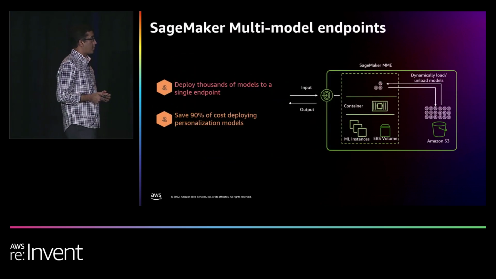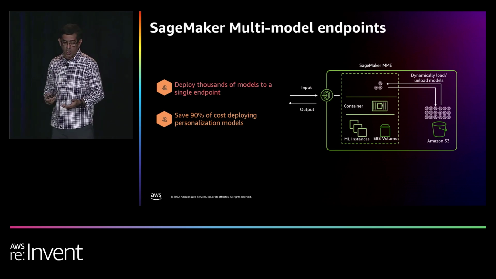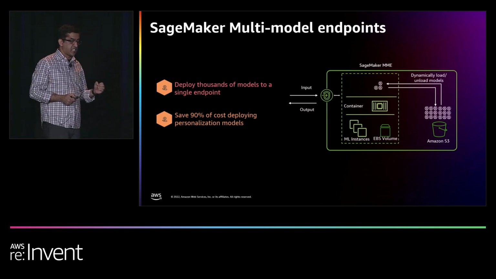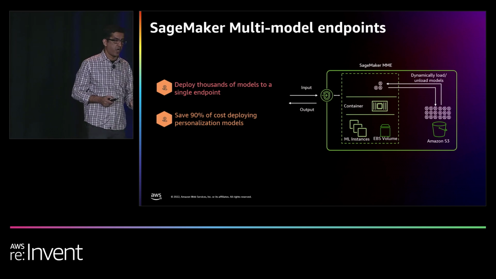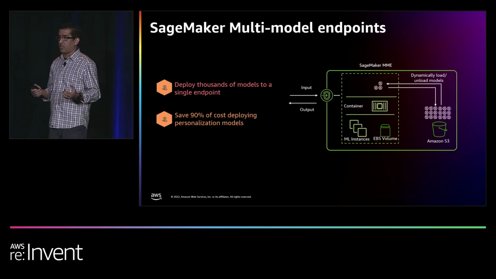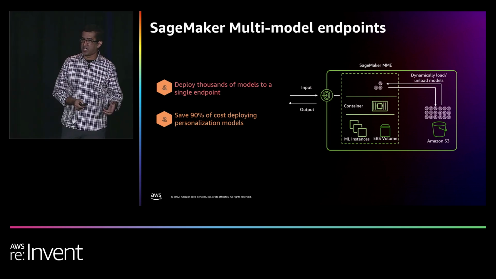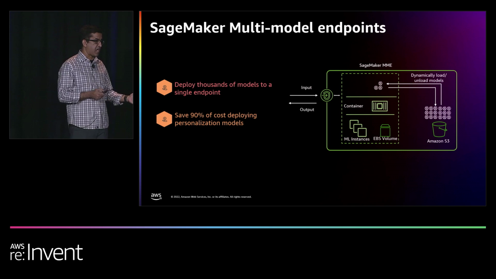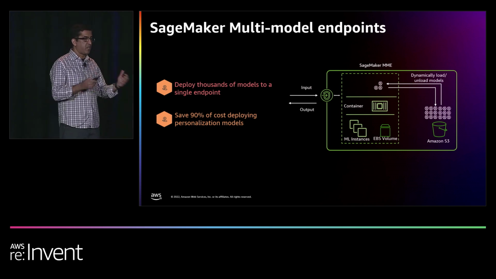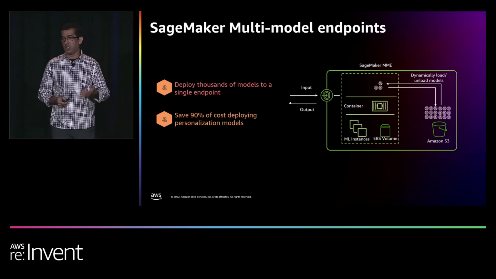SageMaker also offers you the option of deploying thousands of models behind an endpoint using SageMaker's multi-model endpoint. SageMaker makes this possible because it will dynamically load and unload models from the endpoint based on your invocation traffic. So if your model receives a lot of requests, that model will be loaded onto the memory of the instance. If it doesn't receive traffic in a while, we will offload that model and make room for other models that are receiving traffic. So we manage that dynamic loading and offloading, and therefore you can save up to 90% of your deployment cost if you use this feature.